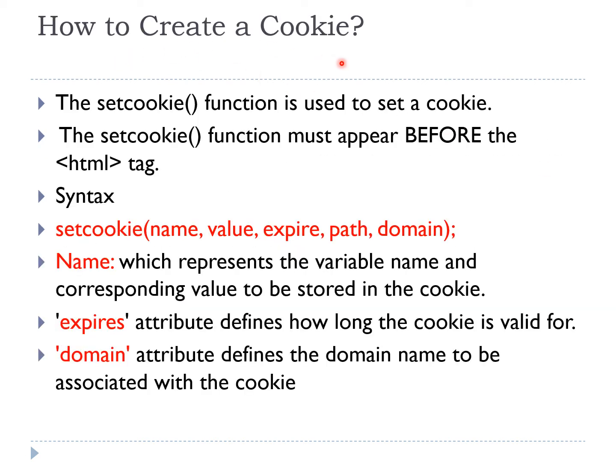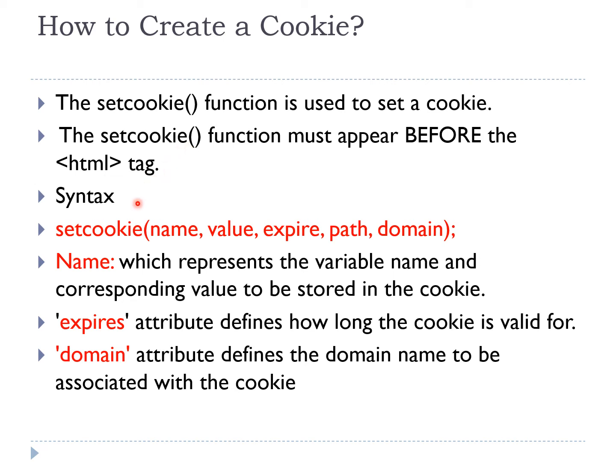Let us see how we can create a cookie. In order to create a cookie in PHP, we have the setcookie function. The setcookie function is used to set a cookie, and it must appear before the HTML tag. In the previous case, we discussed sessions. If you want to create a session in a web application, session_start will be the first expression on that web page. Likewise, if we want to create a cookie, we have to use the setcookie function, and it should be the first line in the web page before the HTML tag.